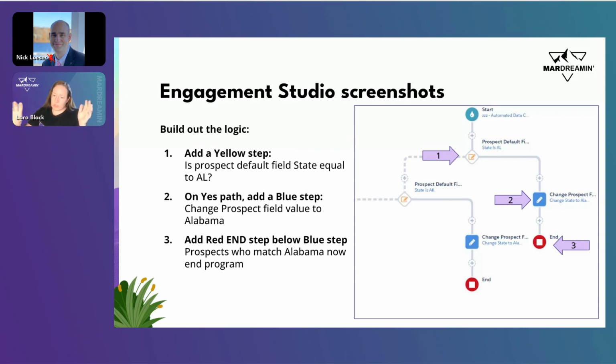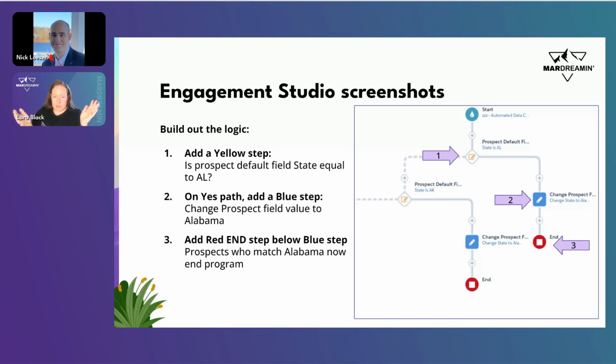We know we want to change it to Alabama because that's the 2-letter state code for Alabama. We didn't say the prospect field begins with AL because that could match Alaska. We say it is Alabama, AL, right? Exact 2-letter match. Those 2-letter matches we're going to correct to Alabama.